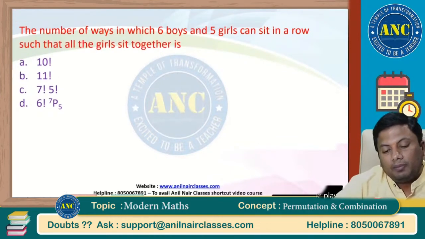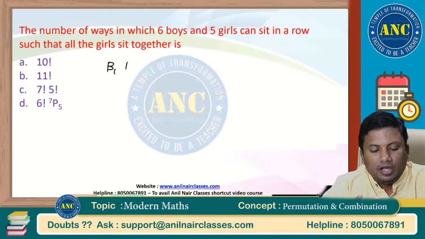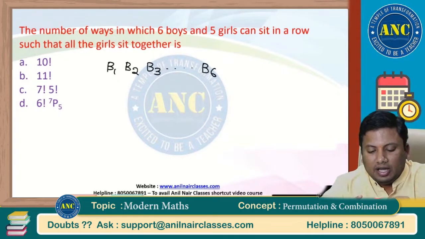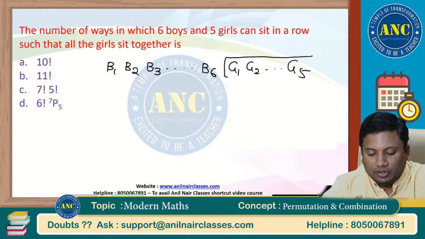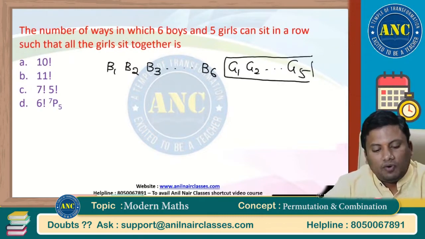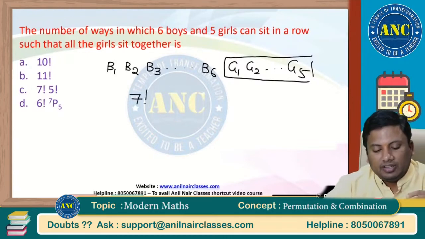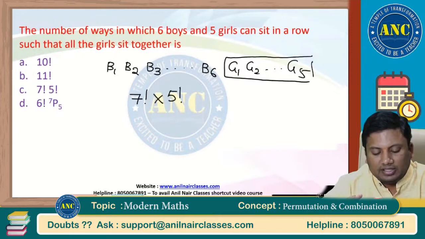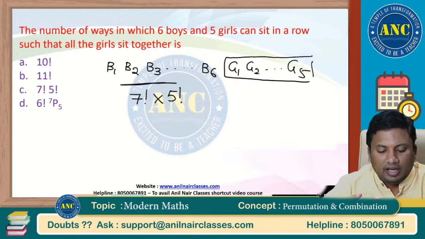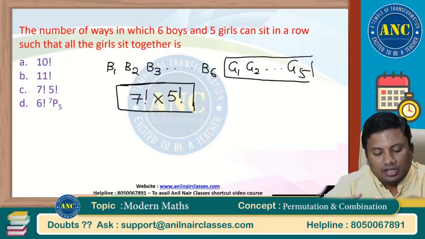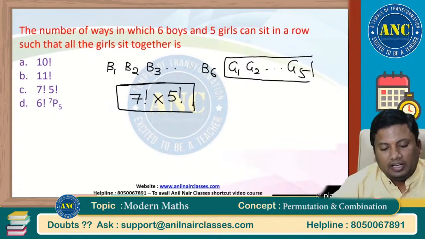Second question. The number of ways in which 6 boys and 5 girls can sit in a row such that all the girls sit together. There are total 6 boys and 5 girls. All the girls sit together, so make it into one basket. 1, 2, 3 till 6, and that is 1 unit. 7 can be arranged in 7 factorial. These 5 girls can sit among themselves in 5 factorial. Answer is 7 factorial into 5 factorial.